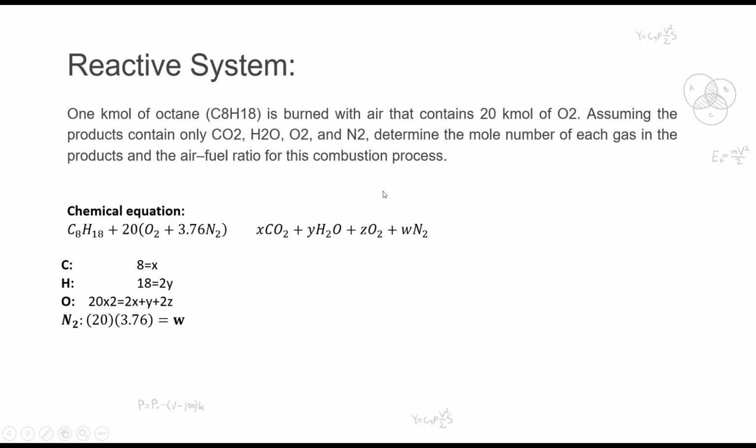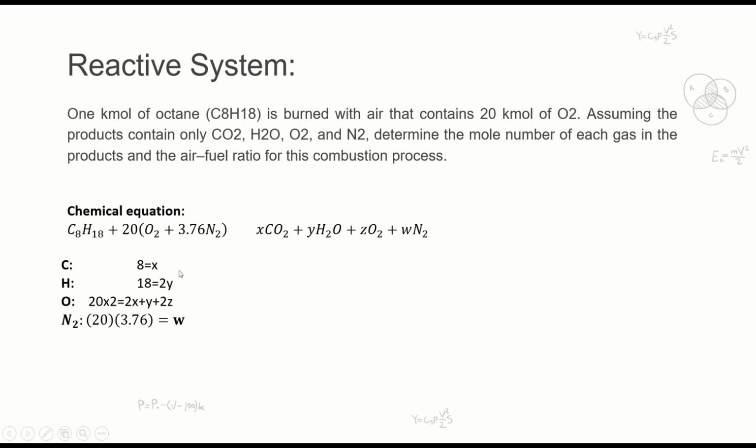This explains that the terms in the parentheses represent the composition of dry air that contains 1 kmol of oxygen, and X, Y, Z, and W represent the unknown mole numbers of the gases. These unknowns are determined by applying the mass balance to each of the elements, that is, by requiring that the total mass or mole number of each element in the reactants be equal to that in the products. So we have C for carbon, H for hydrogen, O for oxygen, and N2 for nitrogen.